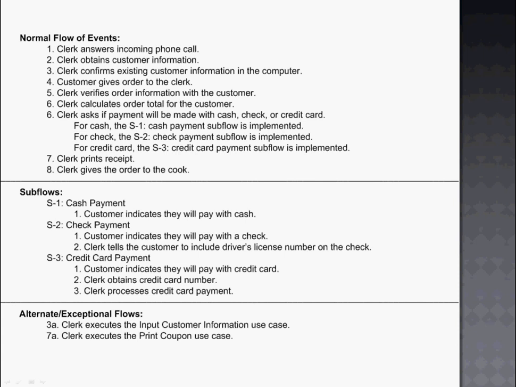For the subflows, subflow 1 cash payment, the customer indicates they will pay with cash. Subflow 2 check payment, customer indicates they will pay with check, and the clerk tells the customer to include their driver's license number on the check. For subflow 3, the credit card payment, the customer indicates they will pay with a credit card, the clerk obtains the credit card number, and the clerk processes the credit card payment. Alternate or exceptional flows that were identified: for 3A, the clerk executes the input customer information use case. 7A, the clerk executes the print coupon use case.